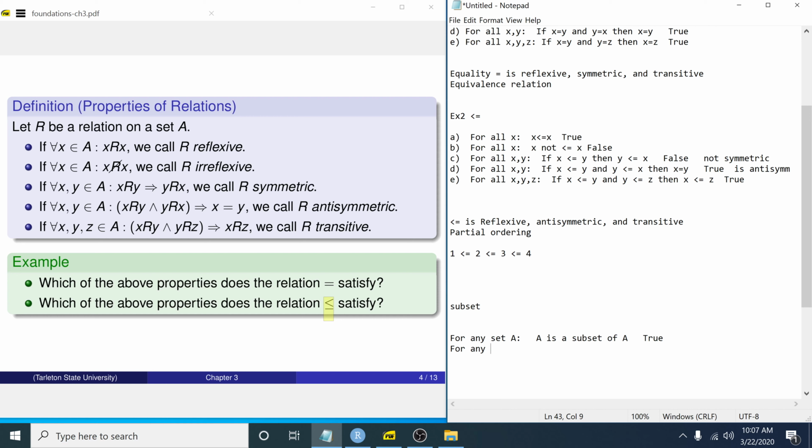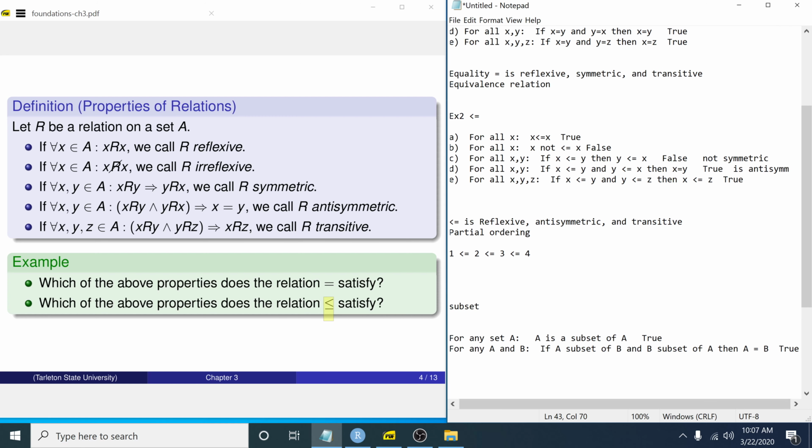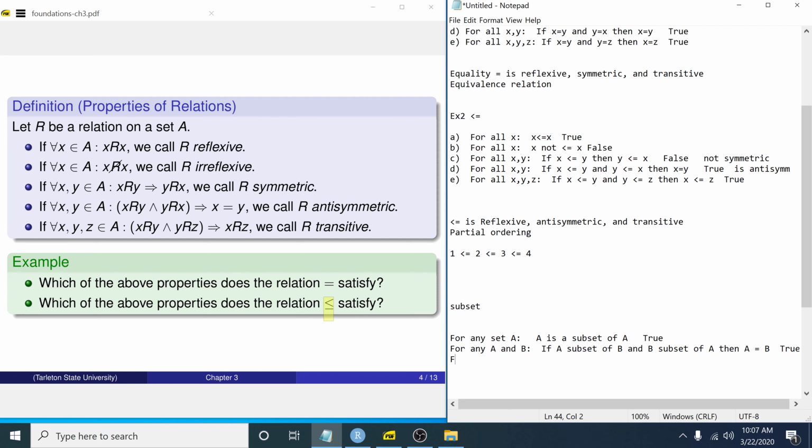Is it true that for any A and B, if A is a subset of B and B is a subset of A, then A equals B? And that's actually true, right? In fact, that's the definition of equality of subsets. If A is a subset of B and B is a subset of A, then A is equal to B. So that is also a true statement. And so what we have so far is that the subset operation is reflexive, and what this shows is that it's antisymmetric.